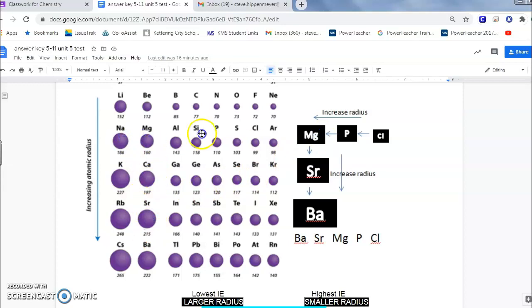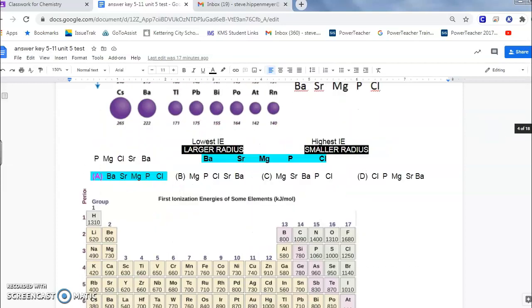Now, what happens when we go left to right? The atoms get smaller. Why? Because as we go left to right, we're adding protons to the nucleus. We're not adding levels. You add levels when you go top to bottom. So left to right, they get smaller because you're adding protons to the nucleus, meaning you have more protons pulling on the electrons. They can pull them in more closely. So as we go left to right from magnesium, phosphorus is the next one in the row on the list. And then chlorine's all the way over here. So phosphorus would be the second smallest. Chlorine would be the tiniest of all of those. Therefore, chlorine would be the hardest to strip. Letter A.